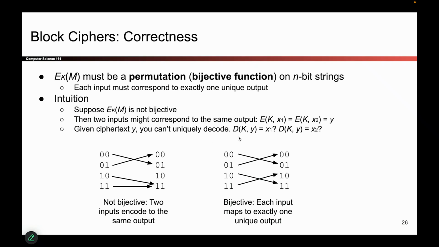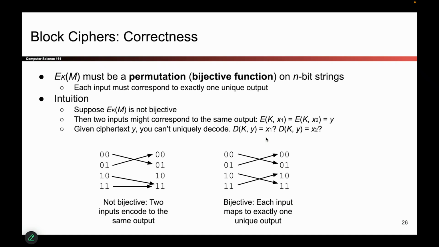By contrast, here is a bijective permutation that does work, because every arrow points to exactly one output. So now if Bob receives 1, 1, he can uniquely decrypt it back to 1, 0. Or if he receives 1, 0, he can uniquely decrypt it back to 1, 1. So the one on the right is what we want. And a valid block cipher should be designed so that every possible mapping, the one for k equals 1, the one for k equals 2, the one for k equals 1,000, all of them should be pictures that look like this.